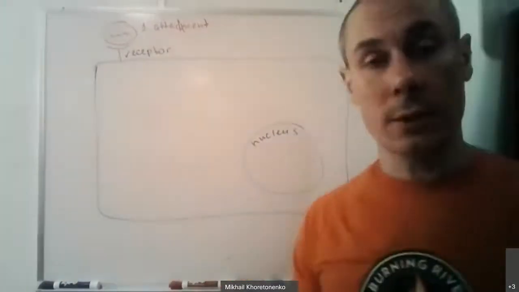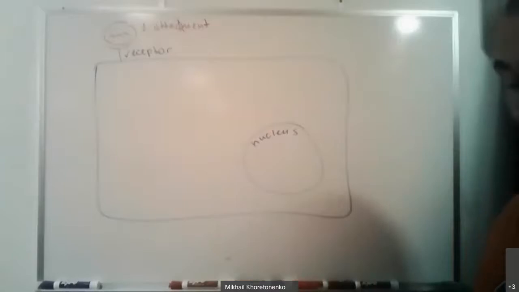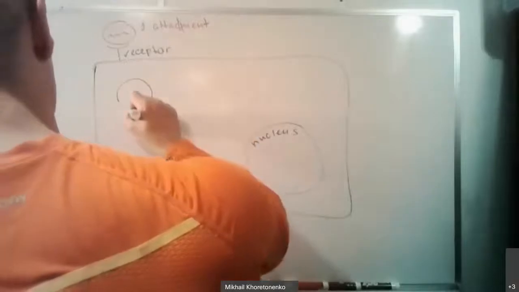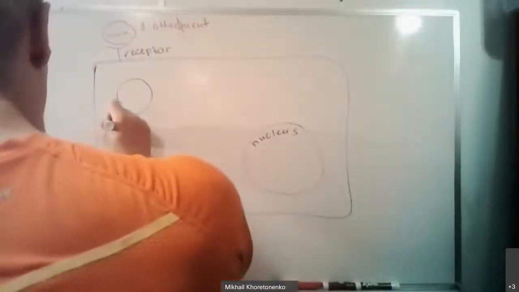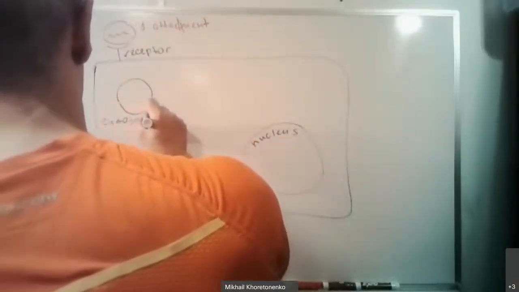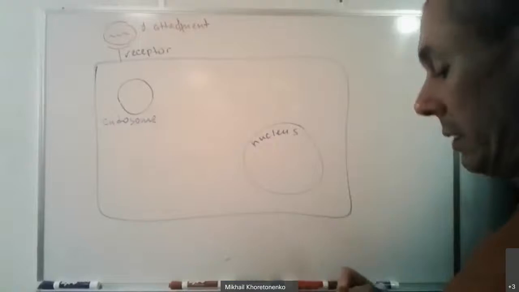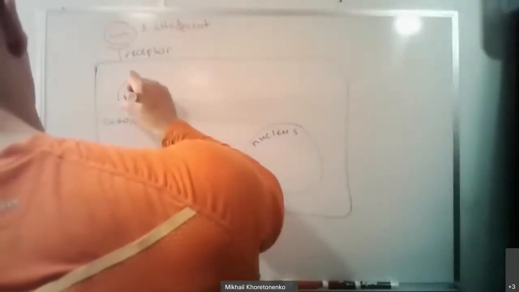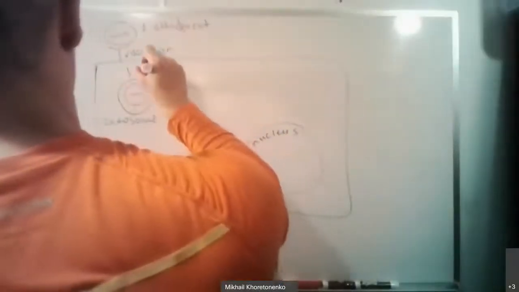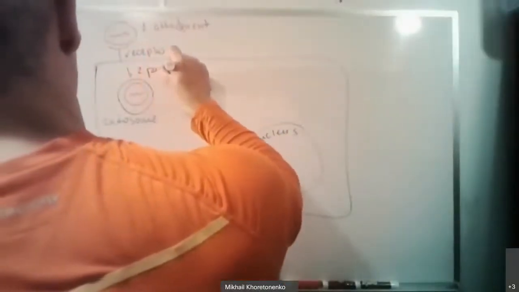Next, the whole virus has to get into the cell. It can be achieved by fusion or endocytosis. Let's look at endocytosis. So that's the endosome, and inside of that endosome is a virus particle. That step is called penetration.